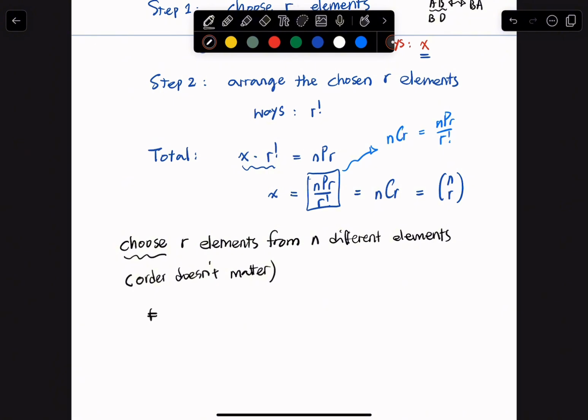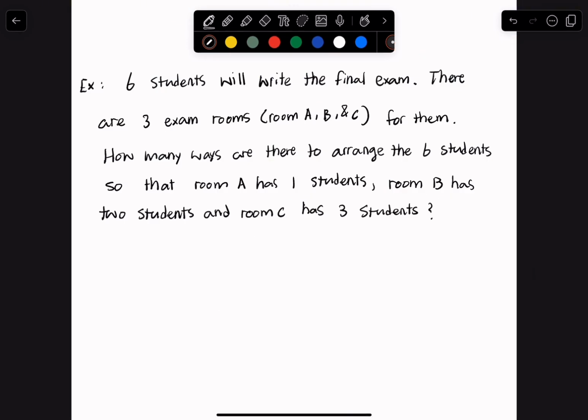So the number of ways to do so will just be nCr, or you can say n choose r. And now let's have a final example to test our skill. In this example, I have 6 students and they will write a final exam. Oh, pretty scary. And there are 3 exam rooms. We can name them A, B, and C.